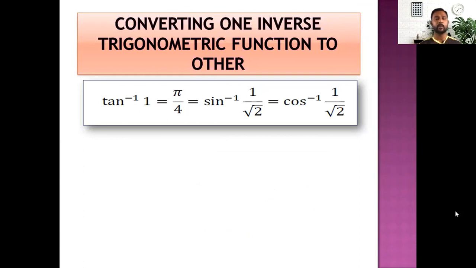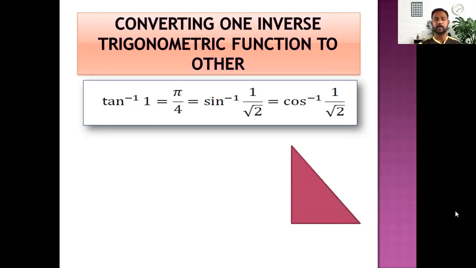So we will think, what is that angle for tan for which the value is 1? We know it is pi by 4. Therefore tan inverse 1 is equal to pi by 4. But the same pi by 4 can be equated as sine inverse 1 by root 2, because sine pi by 4 equals 1 by root 2, which is again the same as cos inverse 1 by root 2. That means tan inverse 1, sine inverse 1 by root 2 and cos inverse 1 by root 2 are all equal to one another. See how they are equal.